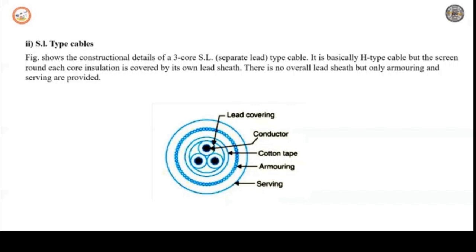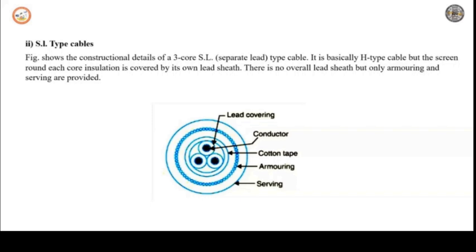The difference between H-type and SL-type cable is that in SL-type, a common lead sheath covering all the three cores is absent, while each core is provided with a separate lead sheath. This allows bending of the cables as per the requirements. You can see the construction on the screen. The three cores in this type of cable are as good as three separate single core cables.